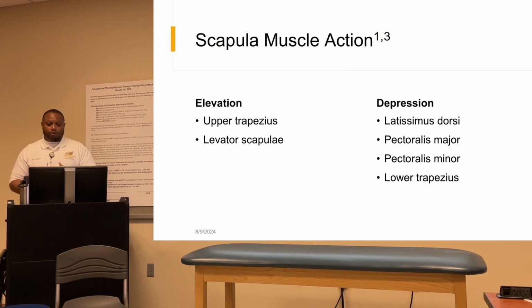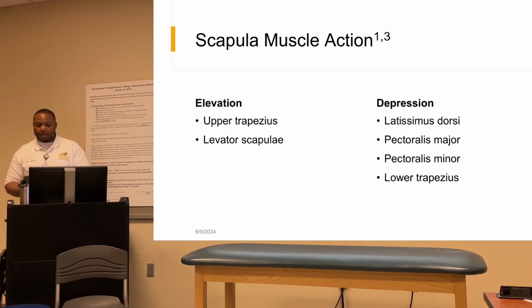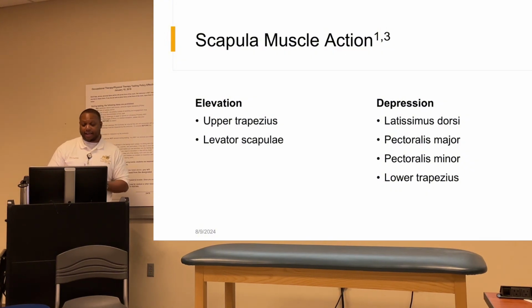And these muscles also act on the cervical spine as well. With depression, you have latissimus dorsi, pectoralis major, pectoralis minor, and the lower trapezius muscle. All muscles that act at the scapula, okay? So upper trapezius and levator scapulae elevate the scapula, and the latissimus dorsi, pectoralis major, pectoralis minor, and lower trapezius muscle depress the scapula.